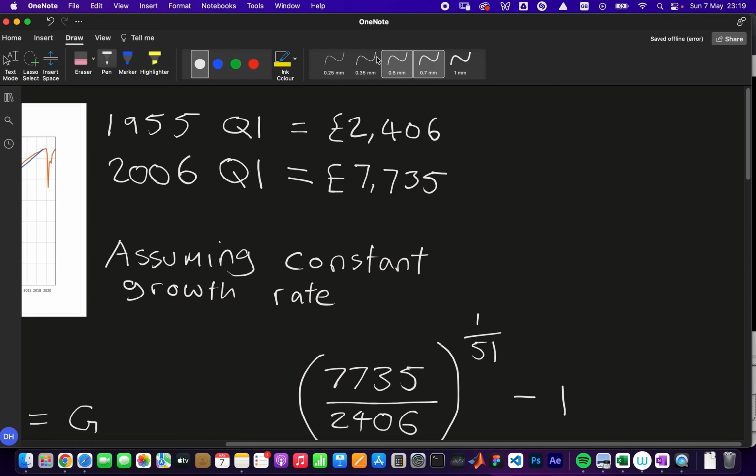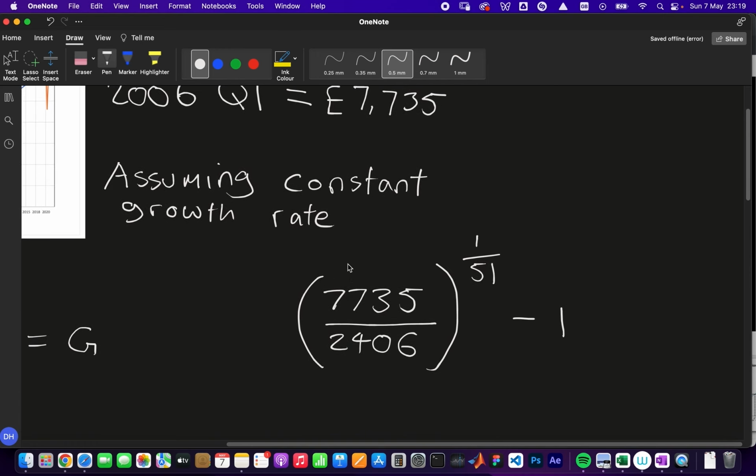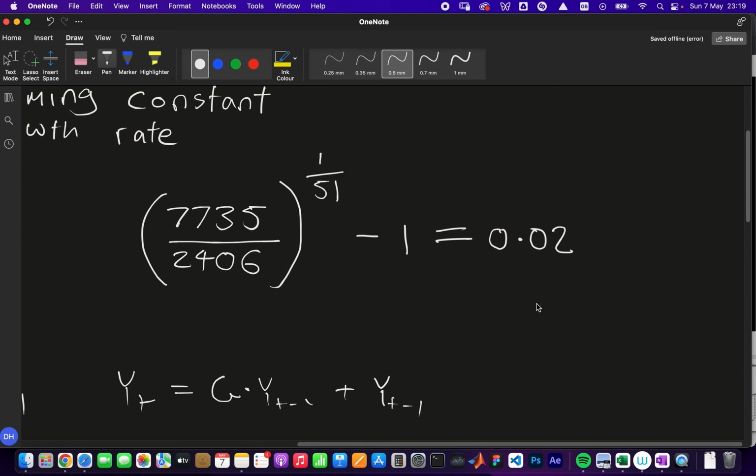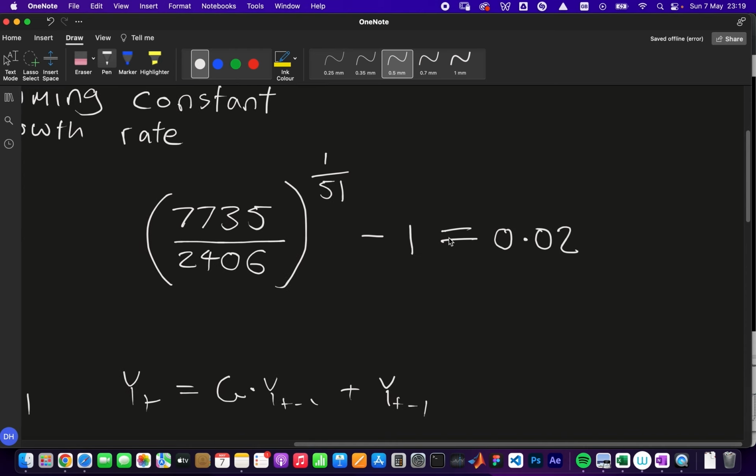Okay, so we've just plugged the numbers into the formula which we've just derived. So yt 7735 on y0 2406 to the exponent 1 over t, so 1 over 51, minus 1 equals, plug this into a calculator, you get around 0.02. That's not exactly equal to 0.02, but our growth rate is approximately 2% per year.